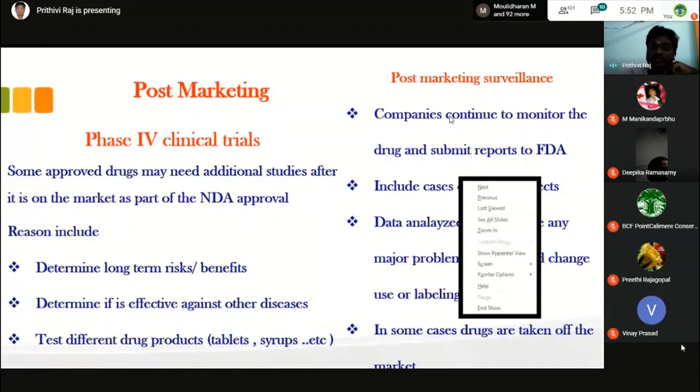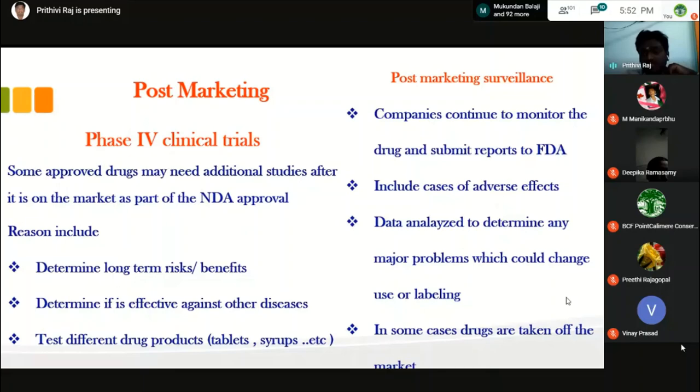Then it also includes some cases of adverse effects. They will also test some of the adverse effects and analyze the data to determine any other major problems which could lead to changed use or labeling. For example, in a company, from the lab to the bottle, from the small scale to how it becomes a bottle, from the liquid to the bottle, how is it done? Based upon the data analysis and their research, they may also find some major problem due to lab contamination or handling. In these cases, the drug pharma company will check what processes you have carried out. So in these cases only, the drugs are taken off the market.